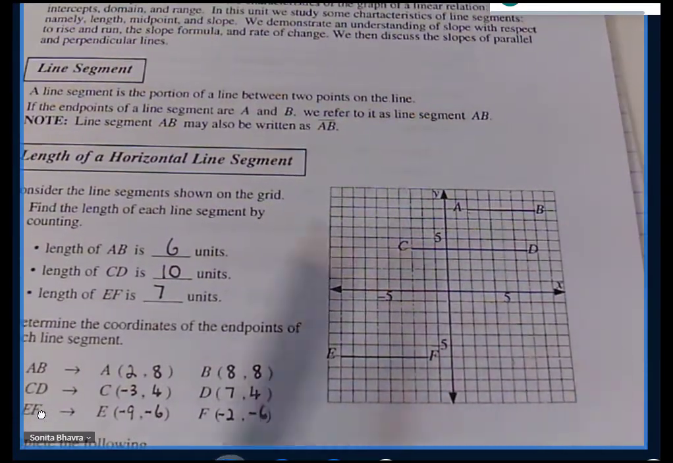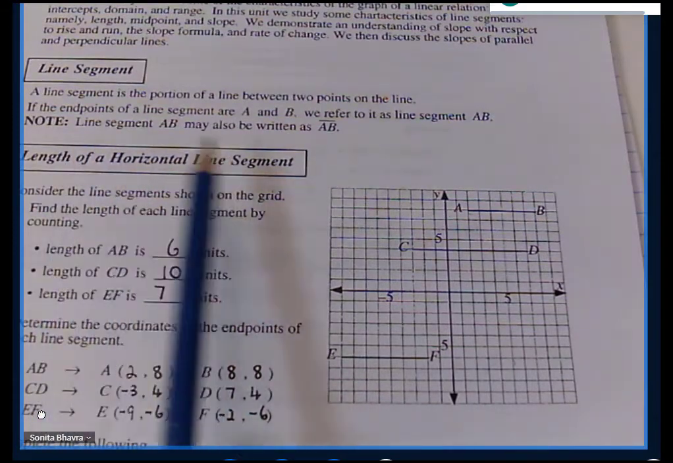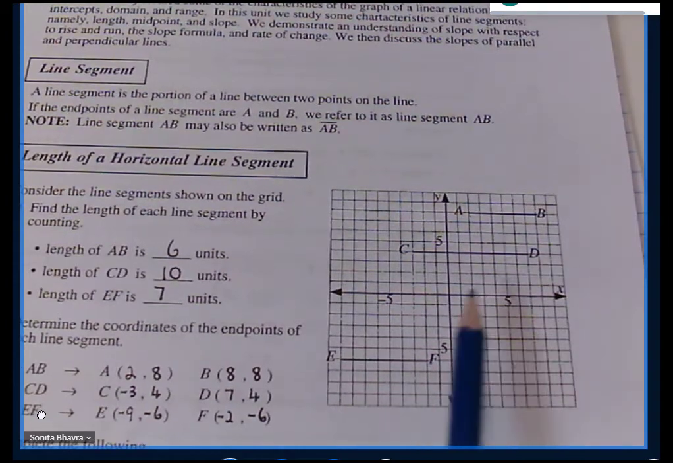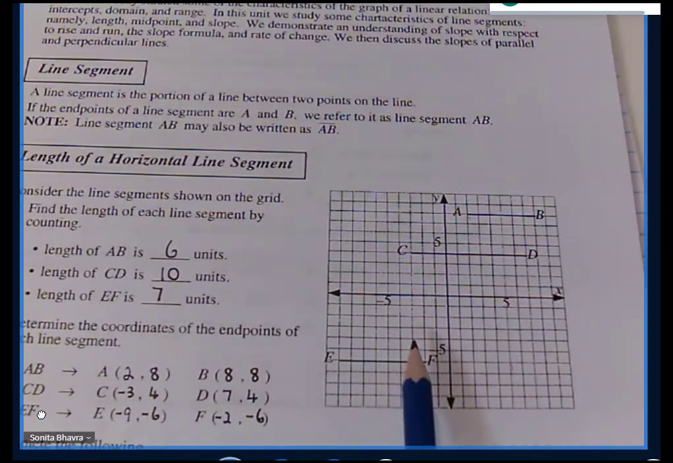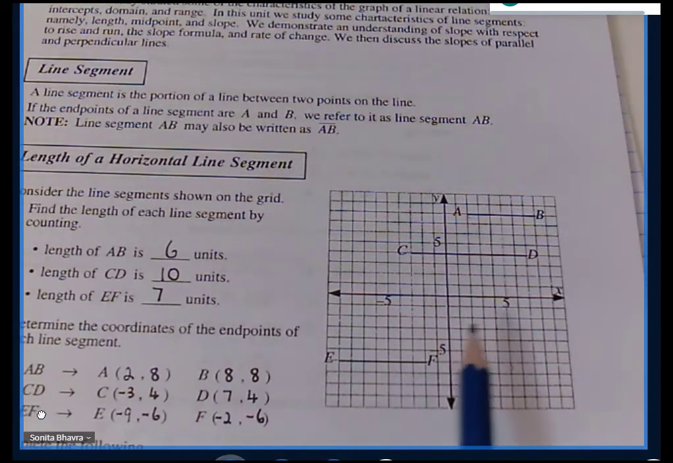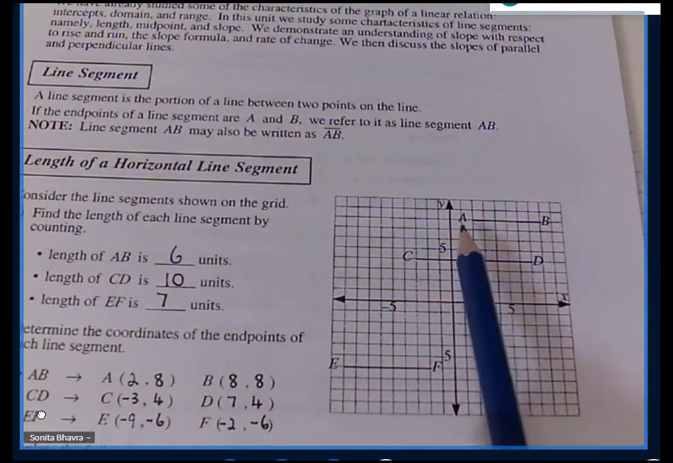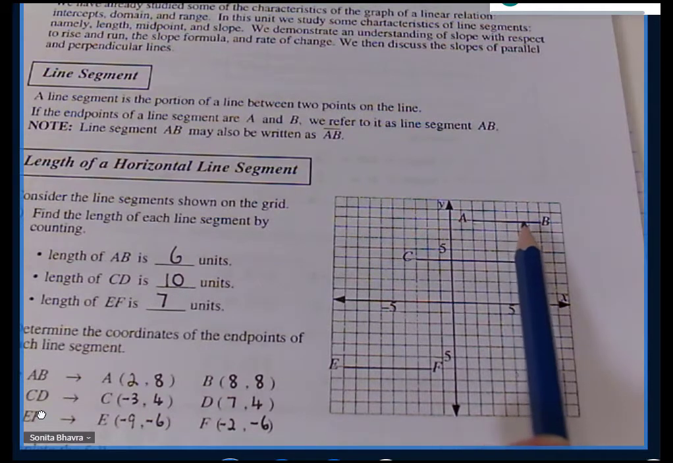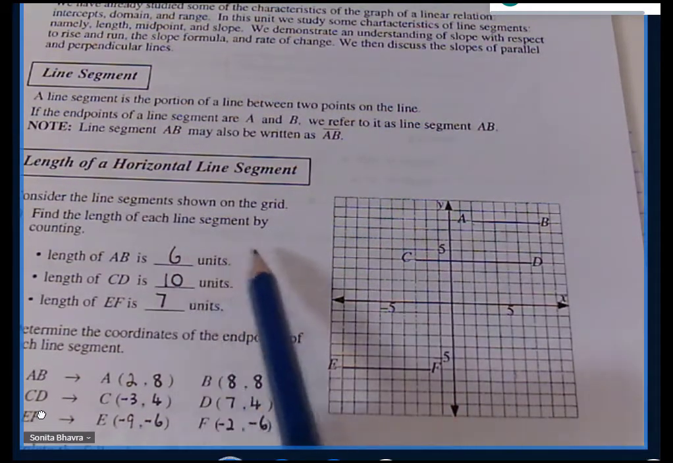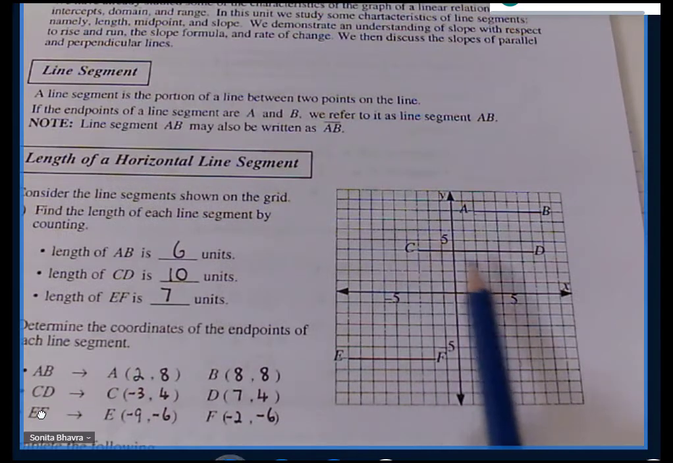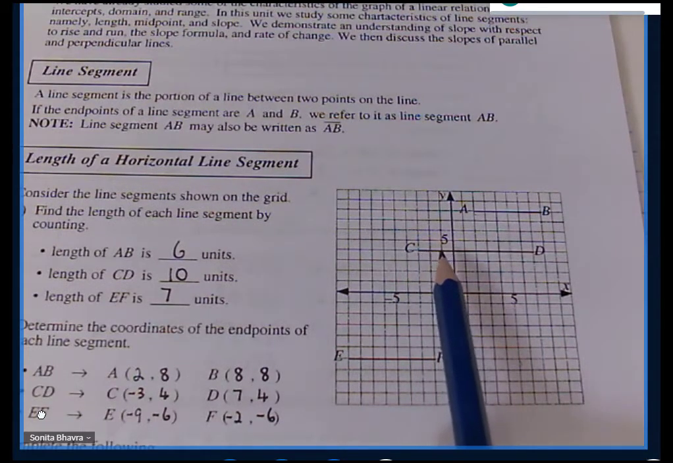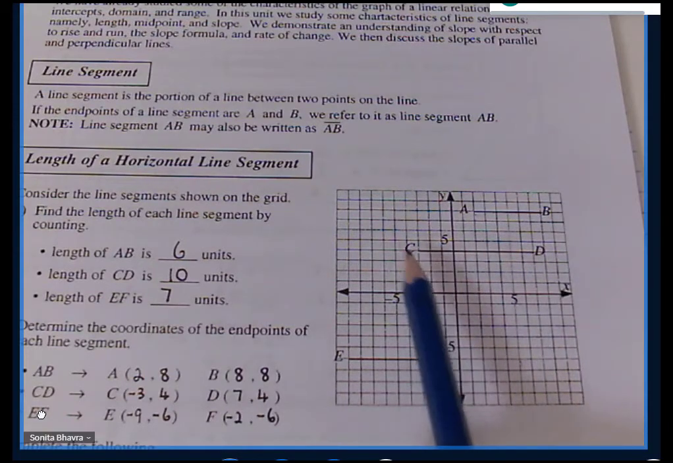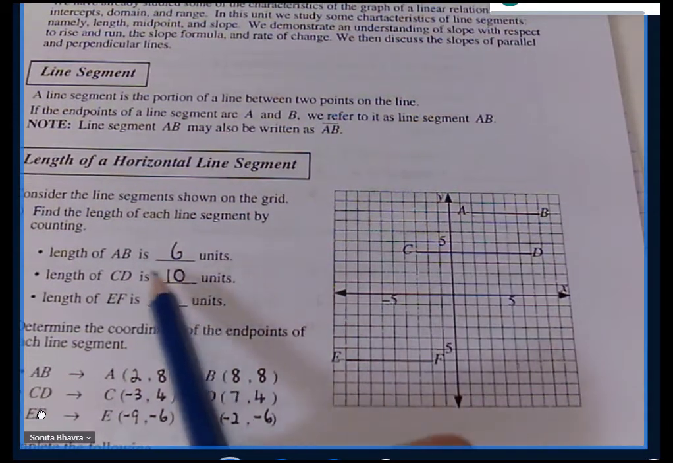All right, so if we were looking for the length of a horizontal line, the one method you can use, depending on the scale that you have on your x-axis, you can just count the units. So if we were counting A to B, that would be 1, 2, 3, 4, 5, 6. So 6 units in length. If we were looking at C to D, 1, 2, 3, 4, 5, 6, 7, 8, 9, 10. So 10 units in length for CD.